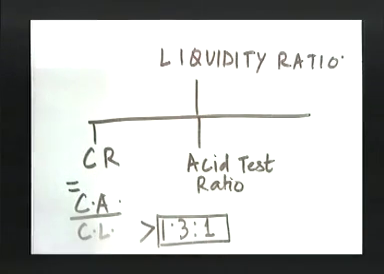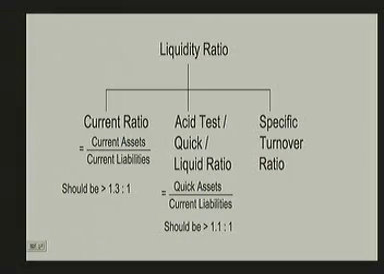Now, one other ratio, which is acid test ratio, is sometimes considered more realistic in estimating whether the company is in a position to meet its short term liability. So, when it comes to acid test ratio, this is defined as, if you look at this particular slide, quick assets divided by current liabilities. This is defined as quick assets to current liabilities.